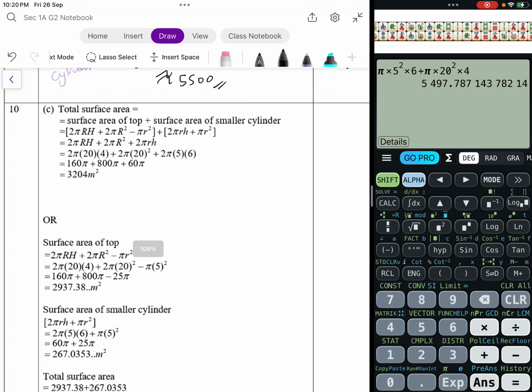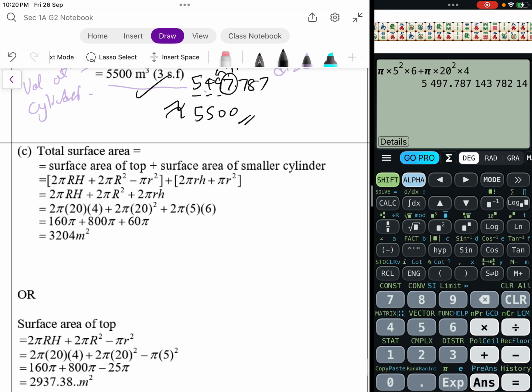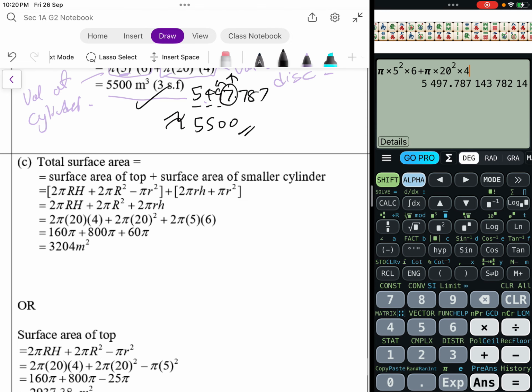Okay, so if you look at it, you actually don't need this one. You just take this one times 2. It will be the same. Alright, so let's look at it this way. Okay, so this one is the surface area of the top.